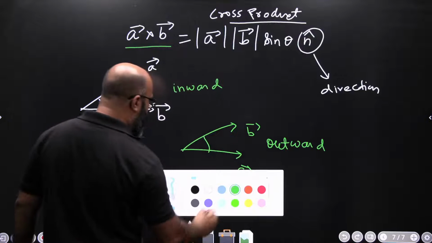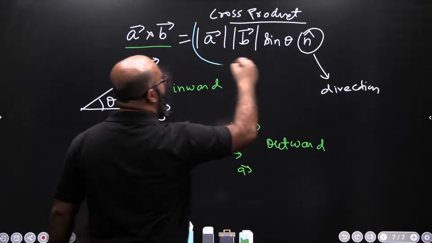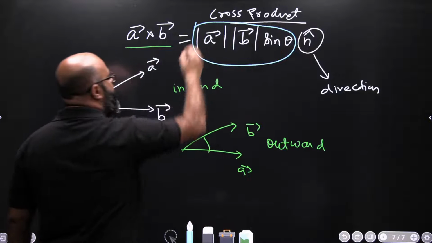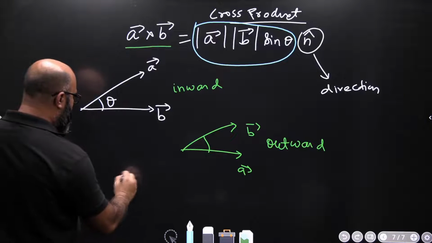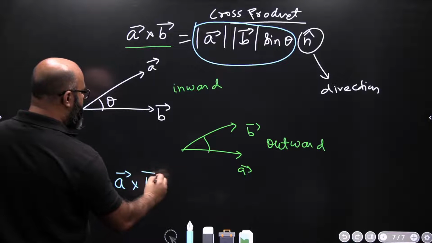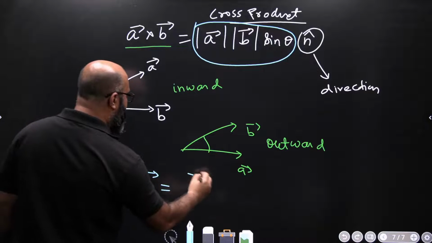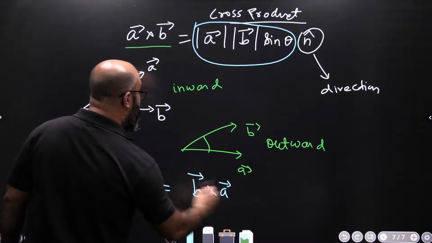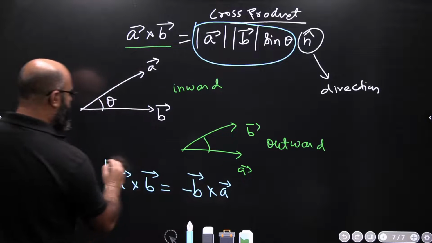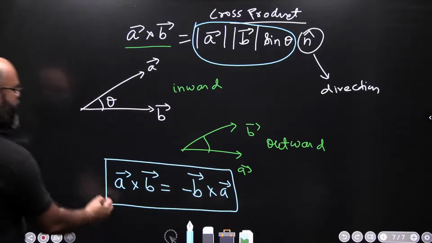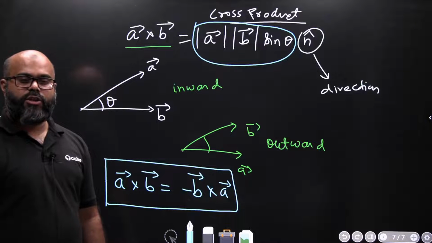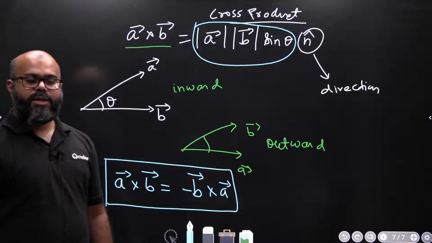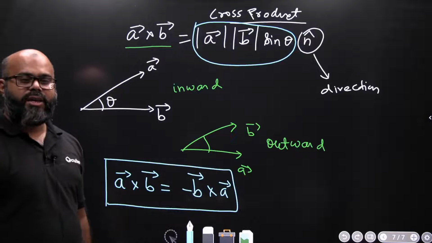The magnitude part is the same, whether you take A cross B or B cross A. One thing has to be clear, that A cross B and B cross A are not equal, rather A cross B is minus of B cross A. So there is a difference of direction. The magnitude of both of them is the same, but the direction is opposite. One is inward, another one is outward.